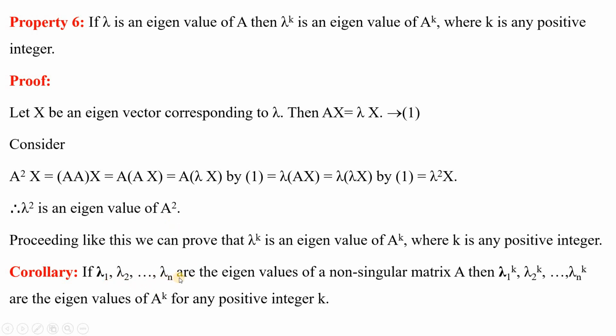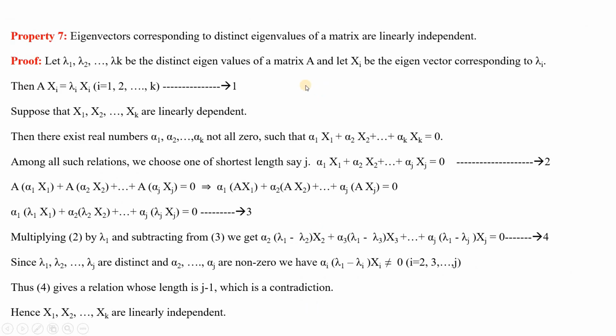So if lambda 1, lambda 2, ..., lambda n are eigenvalues of a non-singular matrix A, then lambda 1 power k, lambda 2 power k, etc., lambda n power k are the eigenvalues of A power k for any positive integer k.